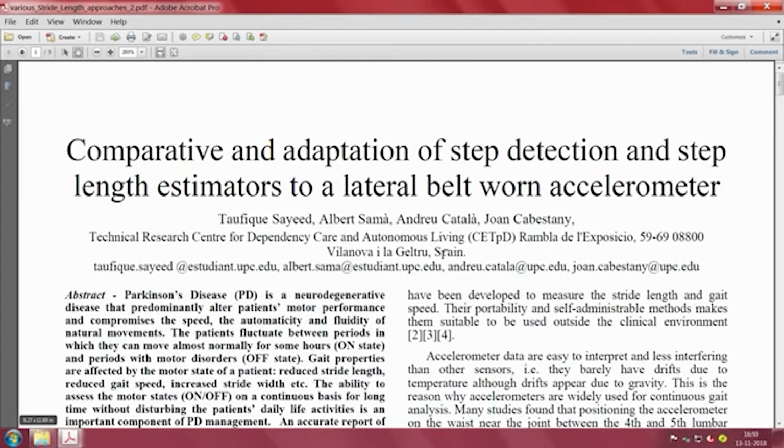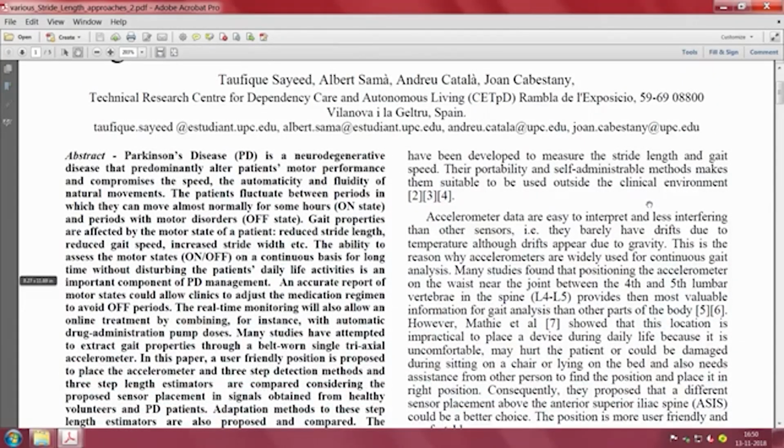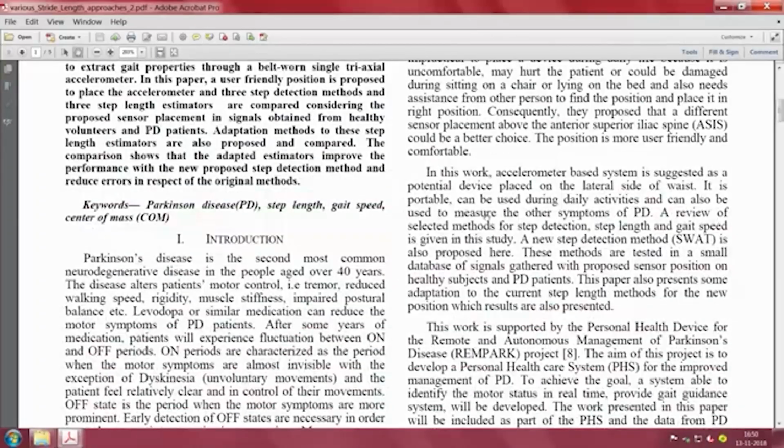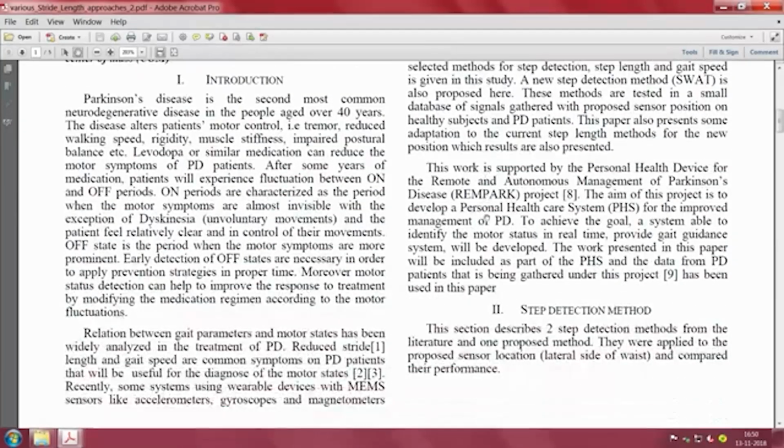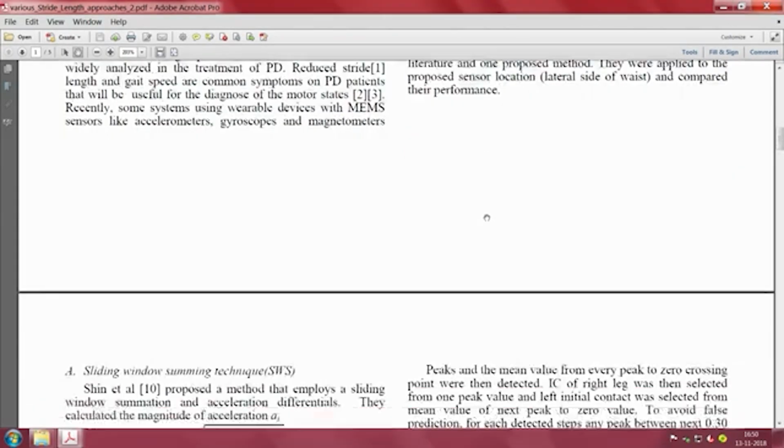It says comparative and adaptation of step detection and step length estimators to a lateral belt worn accelerometer. The title appears very general, but the very first line in the abstract says Parkinson's disease is a neurodegenerative disease that prominently alters patients' motor performance and compromises the speed and so on. So it is actually going into the details. The reason why this paper is important is because, if you look carefully, it says step detection method. Several algorithms are proposed in this paper.